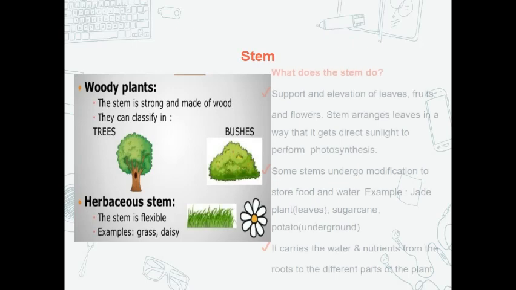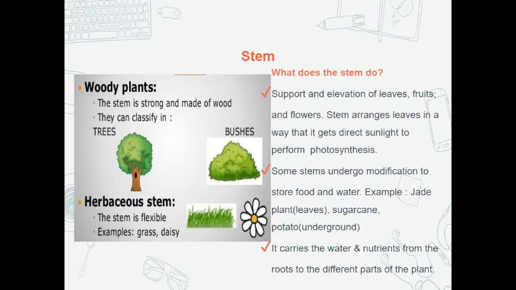What does the stem do? The stem helps to support and elevate the leaves and the flowers and the fruits. The stem, in fact, arranges the leaves in such a way that it helps to get direct sunlight to perform photosynthesis. What is photosynthesis? Photosynthesis is the making of food with the presence of sunlight. Who makes the food? The leaf. Yes, the leaf makes the food for the plant in the presence of direct sunlight.